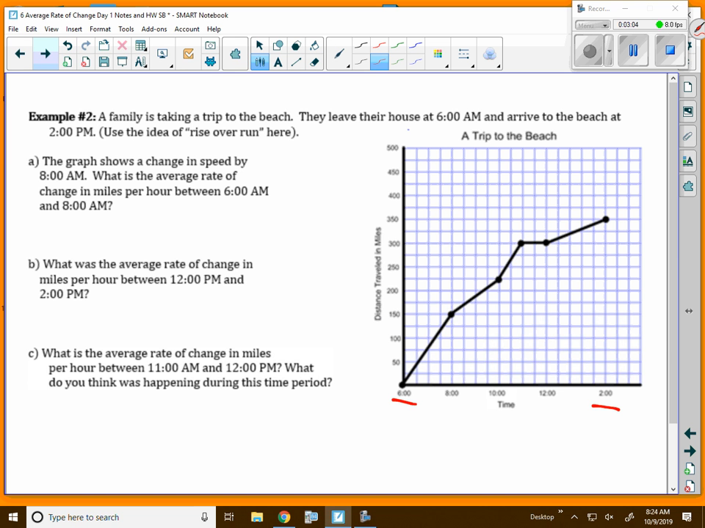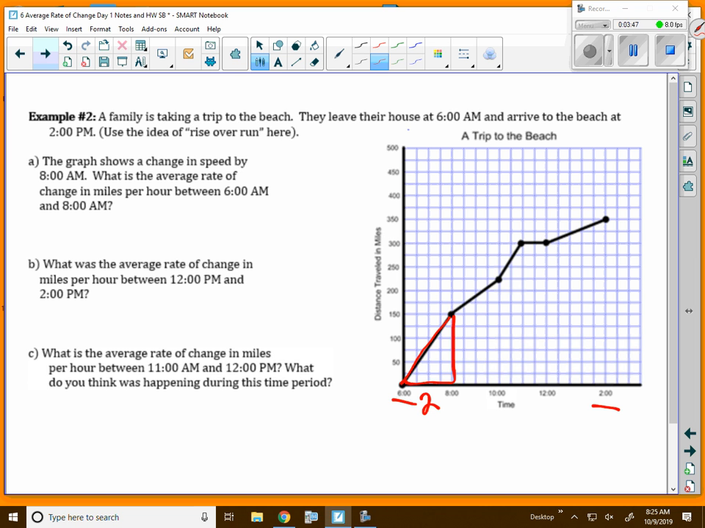Okay, so part A. The graph shows a change in speed by 8 a.m. You'll notice from 6 to 8, would you say that that's constant? Yeah. They're traveling at the same speed. Okay. So then at 8 a.m., they change speeds. It says, what is the average rate of change in miles per hour between 6 a.m. and 8 a.m.? So what we're trying to find is the average rate of change between 6 and 8. So if we look here, this goes over how many? 2. Okay. Now you may say 4, but it's really from 6 to 8. So that's a change of 2 hours.